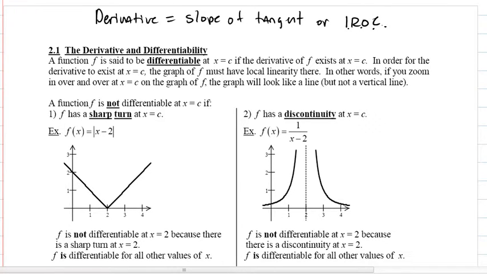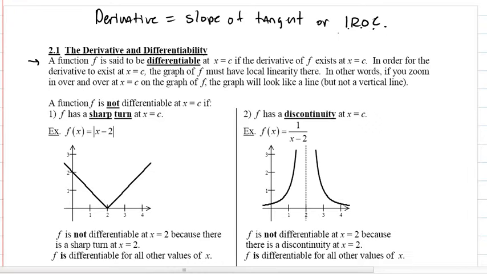Now, looking at the definition, the very first sentence says, a function f is said to be differentiable at x equals c. In other words, at a certain x value, the derivative of f exists at x equals c. So if you were to take the derivative of the function and plug in a value for c in x and you get back a number, then the function's differentiable. That's pretty much what it says.